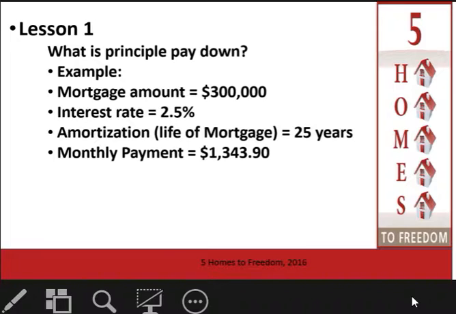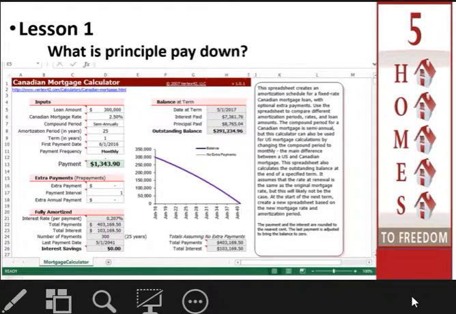In this particular case, the monthly payment would be $1,343.90 each and every month. Now, as I said, a portion of that goes towards paying the interest, the cost of borrowing the money, and a portion of it goes to reducing the debt. That's called P&I, principal and interest. So here's a snapshot of a mortgage calculator that I use. I use this mortgage calculator on a regular basis. You can see the link in the top left corner there if you would like to download this yourself. It's a great mortgage calculator to have on your computer.